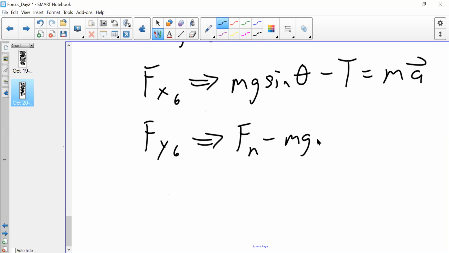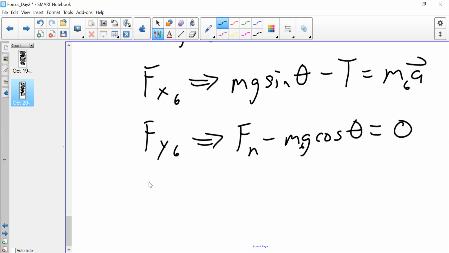Mr. Kelly, are those the sum of the masses? No, good question, this is just M6. Normally I do M1, M2, but we know that this is the 6 kilogram mass only. So Fy is 0. And then we're done with the 6 kilogram mass.